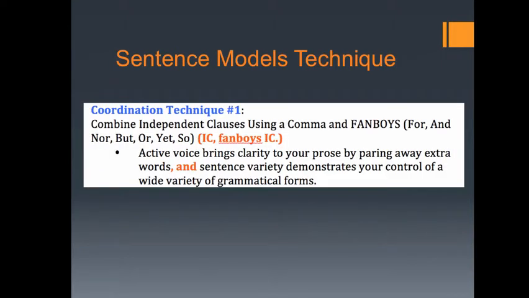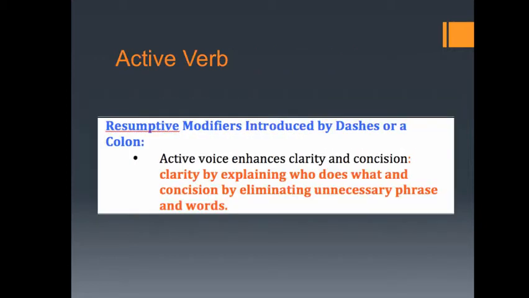So let's look at a specific sentence that models the technique. So this is coordination technique 1. The code is IC, comma, fanboys, IC, period. You remember this from our style lectures. And then there's the sample sentence. Active voice brings clarity to your prose by paring away extra words, comma, fanboys, IC. Sentence variety demonstrates your control of a wide variety of grammatical forms. So the sentence models the technique identified in the title and the code.